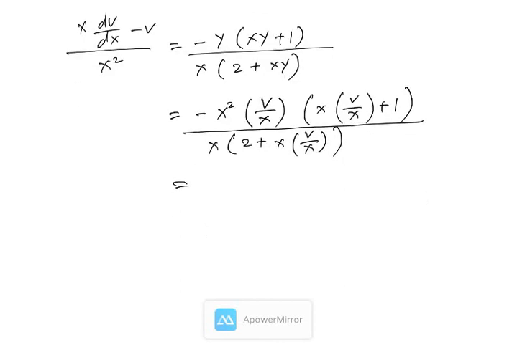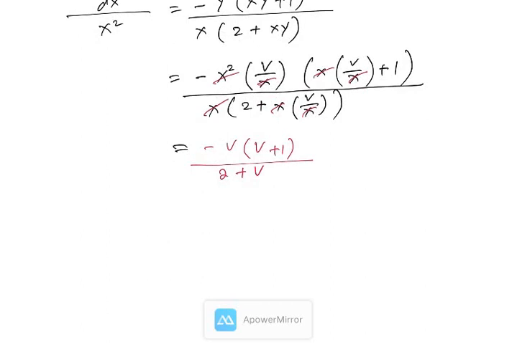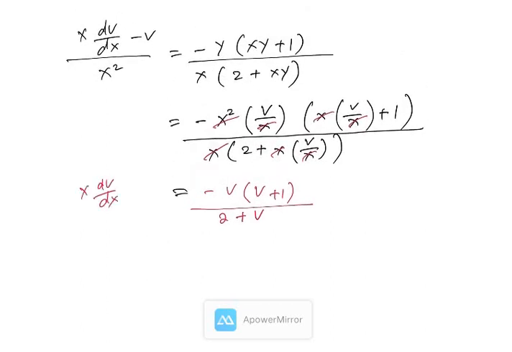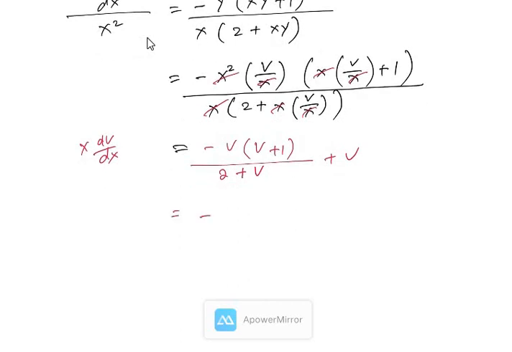And then we can cancel out. This one can cancel out, we are left with 1. This one also can cancel out. This one also can cancel out. And then we are left with negative v plus 1 divided by, this one we also can cancel out, and we are left with 2 plus v here. And then this is equal to x dv over dx. And then we move the negative v to the right hand side, so we have plus v. So you have negative v squared minus v plus 2v plus v squared. Because this one is a numerator, we don't have the same denominator, so that's why this v value is multiplied with 2 plus v, we obtain 2v plus v squared. So it's divided by 2 plus v.